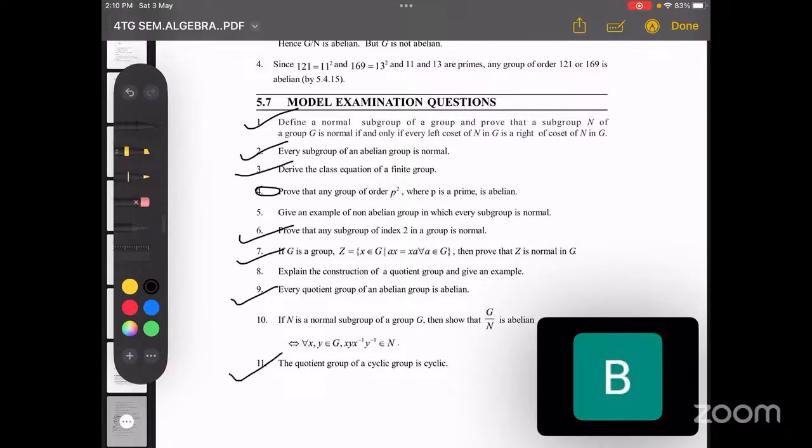And this: the quotient group of a cyclic group is cyclic. Okay. So almost the 11th, 9th, 7th, 6th and 4th questions are all 5 marks questions. And above that, even the second one is also a 5 marks question. The first and third questions are the 10 marks questions. Okay.